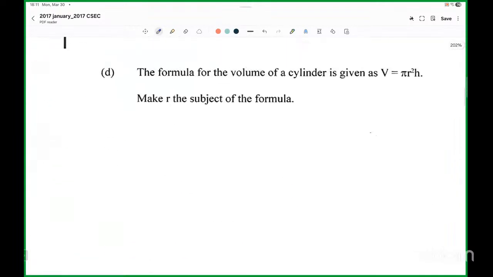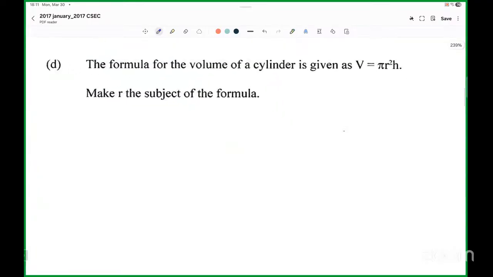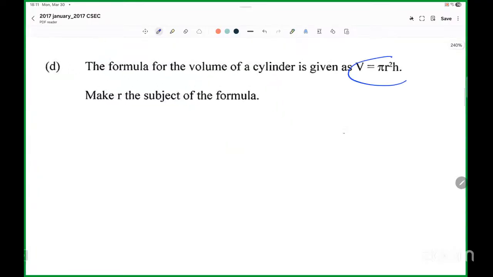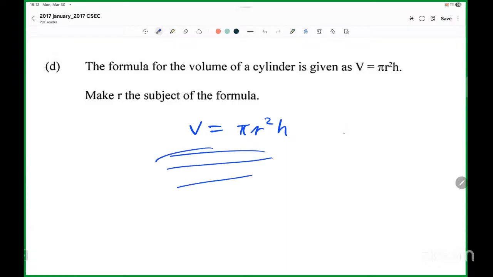Next question. Next question says, the formula for volume of a cylinder is this: V equals pi r squared h. It says make r the subject. So we have V equals pi r squared h. I want to leave this r alone by itself as the subject. You can transpose everything away from the r and leave the r by itself.